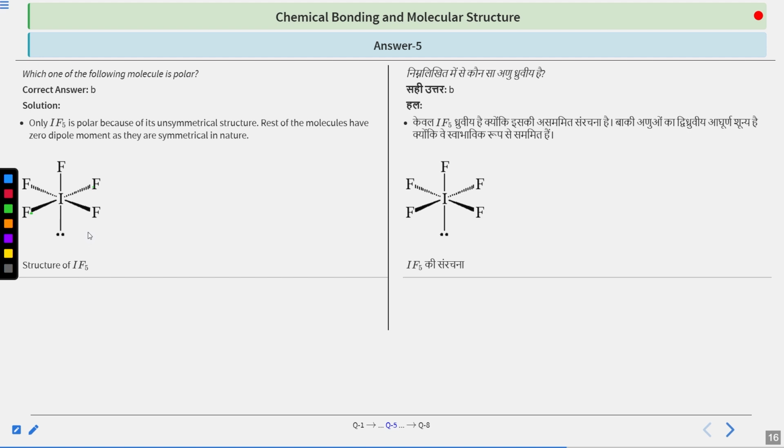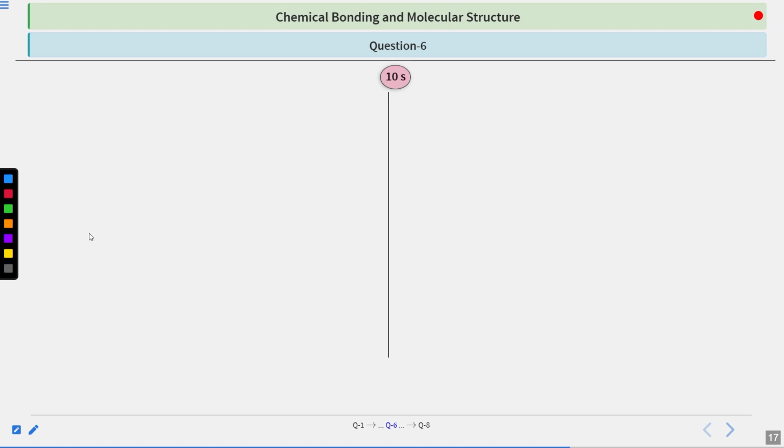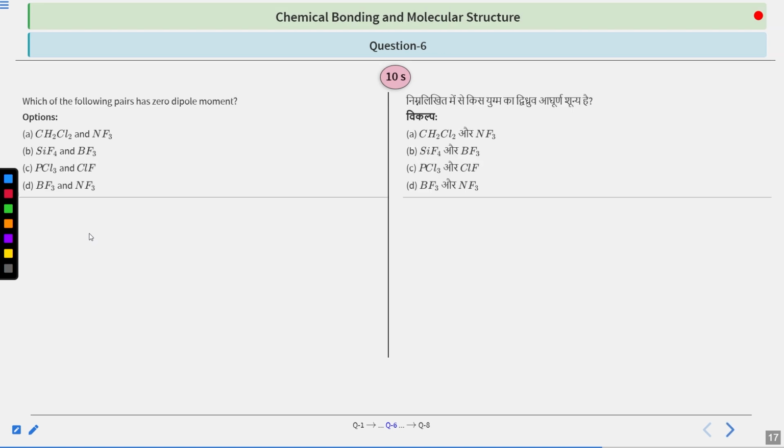Moving on to the next question. Question number 6 says: which of the following pairs has zero dipole moment? Your options are A, CH2Cl2 and NF3; B, SiF4 and BF3; C, PCl3 and ClF; and D, PF3 and NF3. You have 10 seconds to solve this question. Your time starts now.